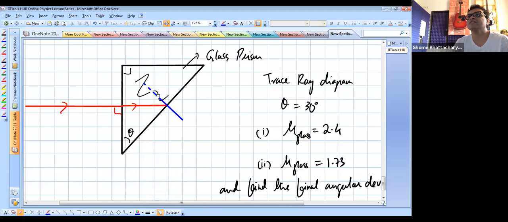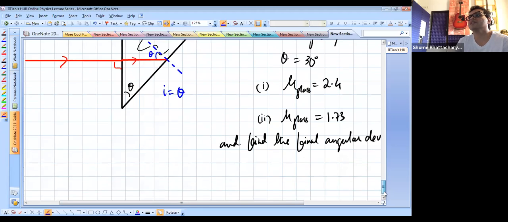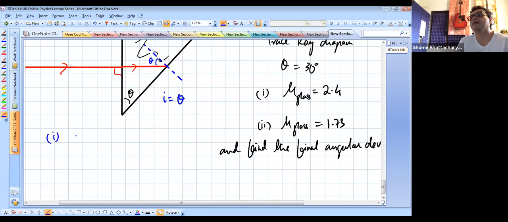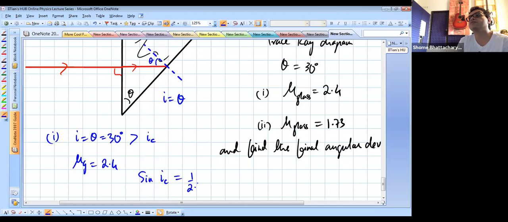So the angle of incidence here is how much? It's theta only. Whatever that theta is, that is the angle of incidence, because you can see this is 90 minus theta. So the angle of incidence is equal to theta. In the first case, the angle of incidence, which is theta, 30 degrees, is greater than the critical angle. Because in the first case, mu of glass is 2.4, so sine of critical angle is 1 upon 2.4, which is 5 by 12.